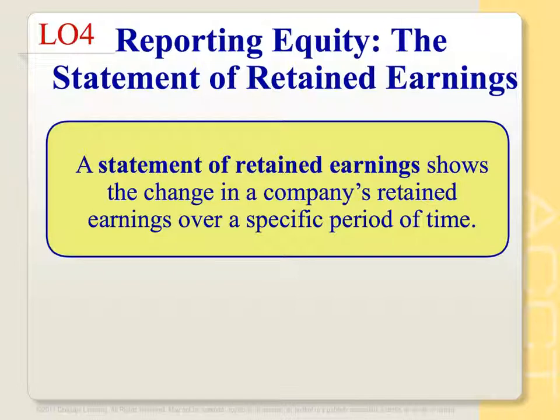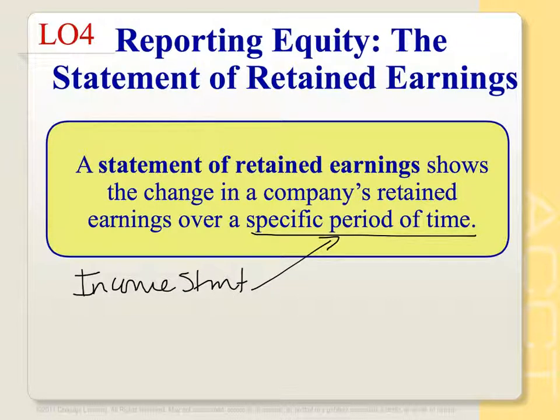and here we have the statement of retained earnings. A statement of retained earnings shows the change in the company's retained earnings over a specific period of time. Remember, the income statement is shown for a specific period of time, as in for the year ended, the 3 months ended, the month ended. So the income statement is shown like that, and so is the statement of retained earnings.